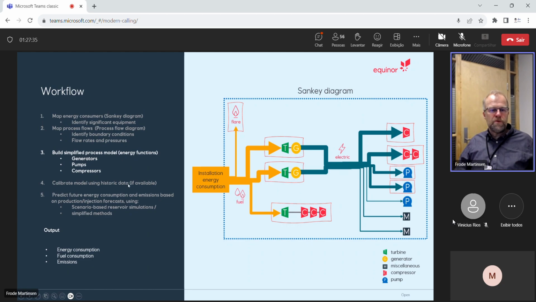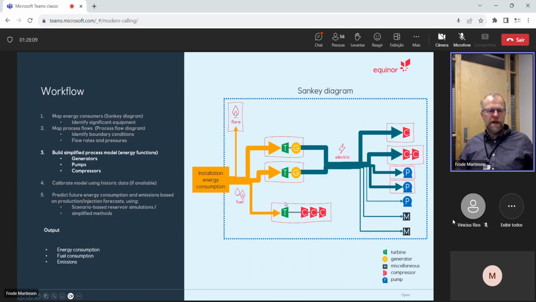But I'm not sharing a lot of details on how we do this. We don't have time in this course, and a lot of it is done using field-specific data, which is not allowed to share. I'm just mentioning how we do it there. But this picture here is just a copy again of the Sankey diagram, just to remind you that we are not modeling everything. We are modeling the compressors and pumps and generators, turbines, which have a dotted line around them.